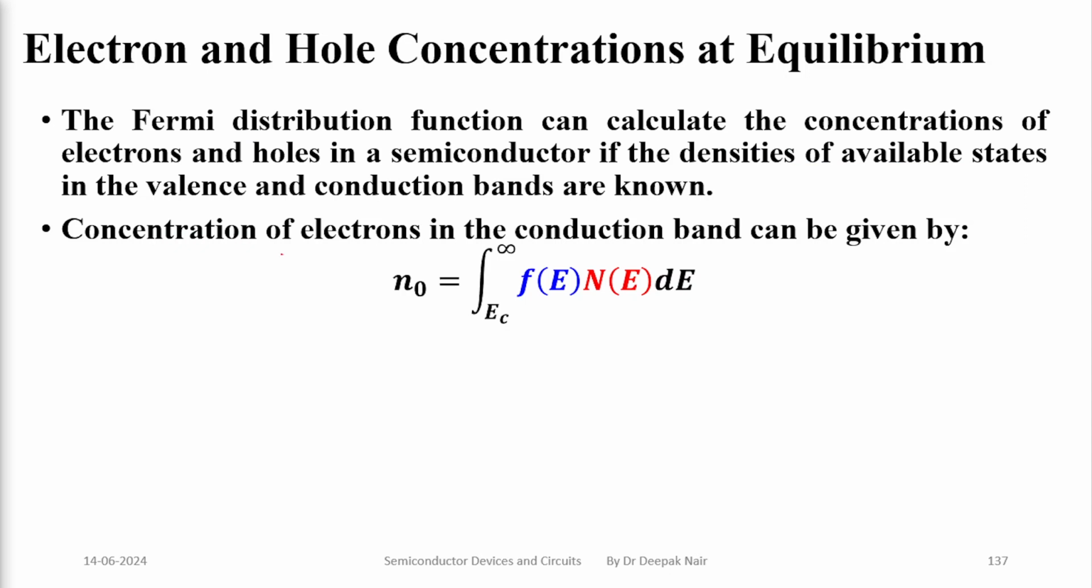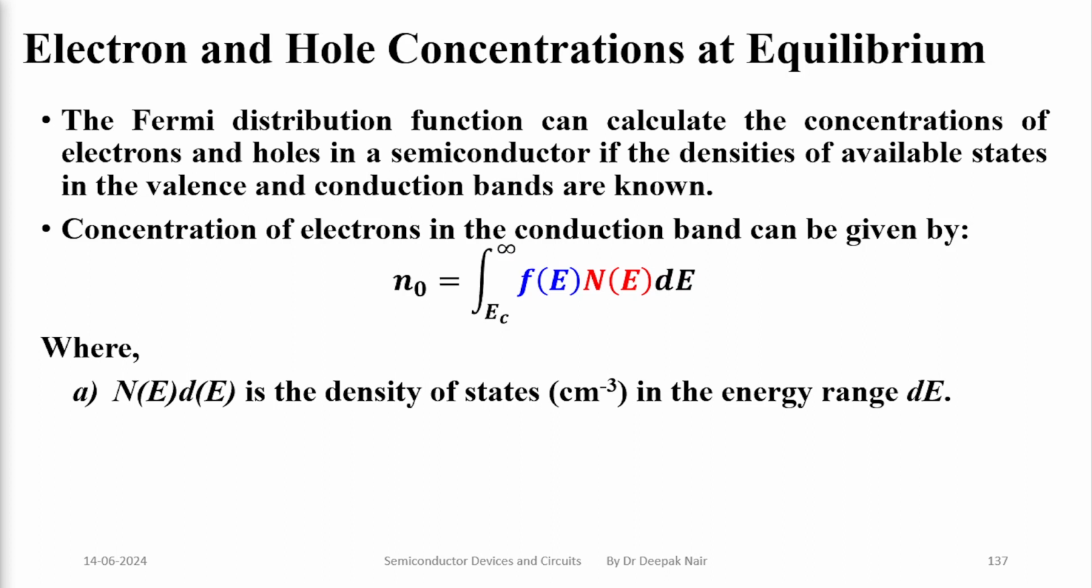The concentration of electrons in the conduction band can be given by n₀ under equilibrium. The subscript 0 represents the equilibrium condition. So the number of electrons under equilibrium is given by the integration from EC to infinity of f(E) N(E) dE. How can we interpret this equation? Here N(E) dE is the density of states per centimeter cube in the energy range dE.